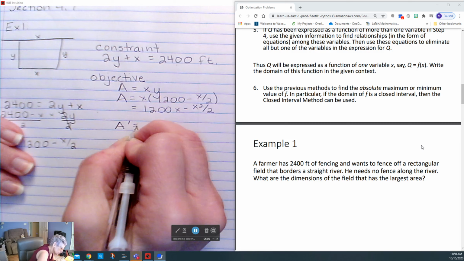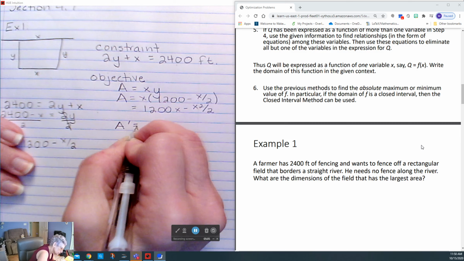A farmer has 2,400 feet of fencing, wants to fence off a rectangular field that borders a straight river. He needs no fence along the river. What are the dimensions of the field with the largest area? So we've read it carefully. You might highlight some things or circle some things. The fact that they have 2,400 feet of fencing, the fact that he wants to have the largest area. So our goal is to maximize area.